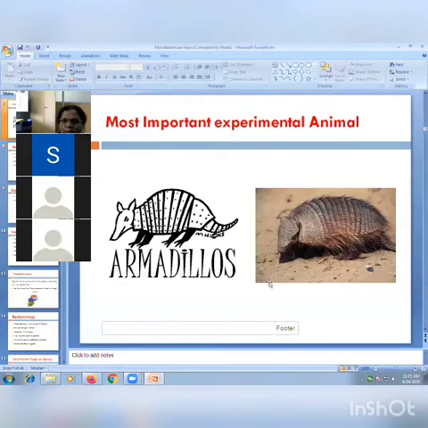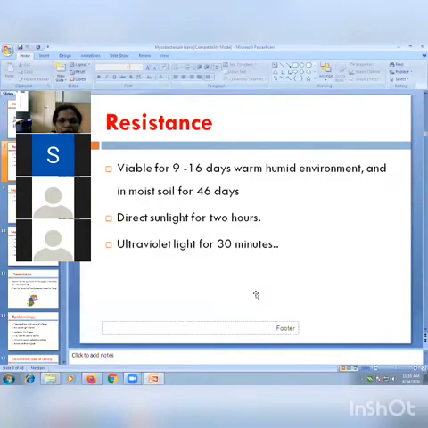This is the diagram of the experimental animal, that is armadillo, in which we can study the growth of this bacilli by producing the similar lesions. This is about the resistance pattern of this bacilli.